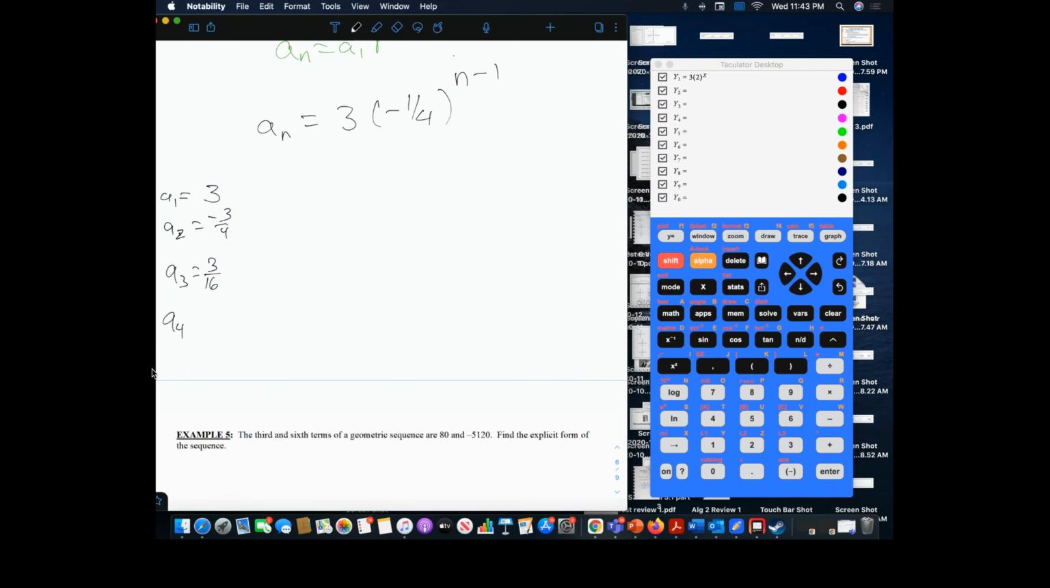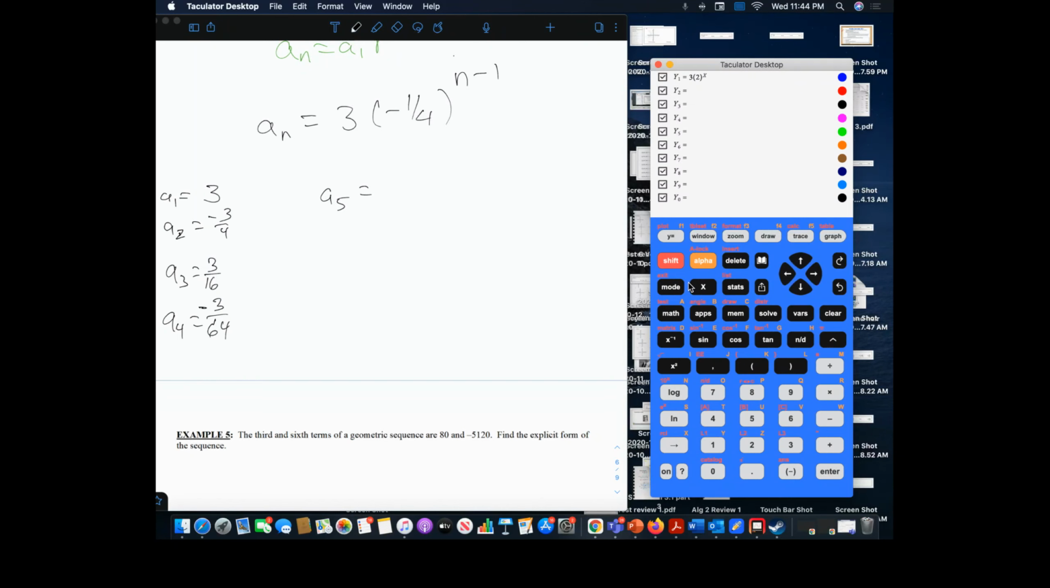Next one is 4, and that will be times another 4. So let's write that again. 64. This one's going to be negative, right? And then a to the 5th means we're going to do, now I don't actually know what 64 times 4 is. I should know, but I don't.